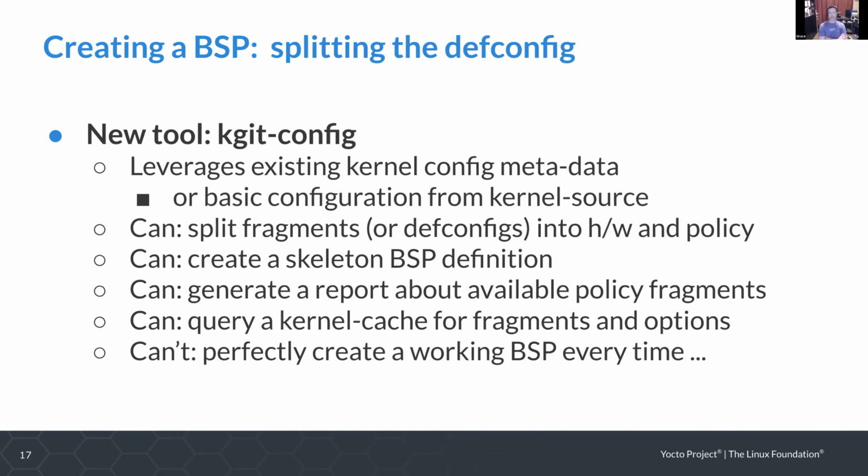So what it can do is split the fragments or defconfigs into hardware and policy. It can create a skeleton BSP definition. It can generate a report about available policy fragments if you want to turn something on. It can query the kernel cache for fragments and options. But what it can't do is perfectly create a working BSP every time. And I think I even have my example of why I put that last "can't" in there, because when I ran my tests, it didn't create a working BSP.